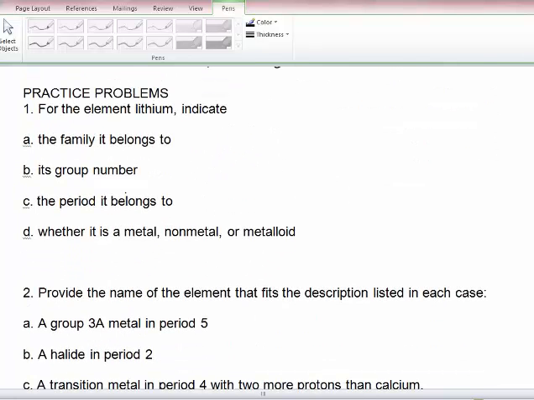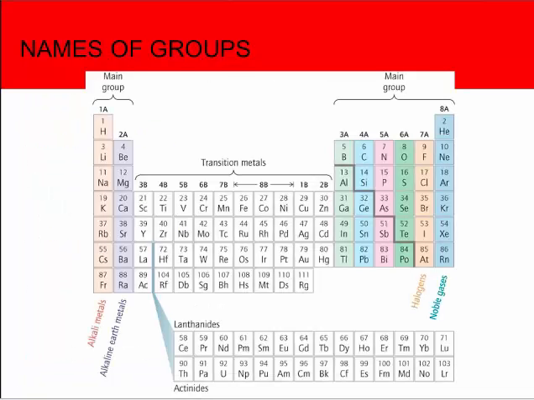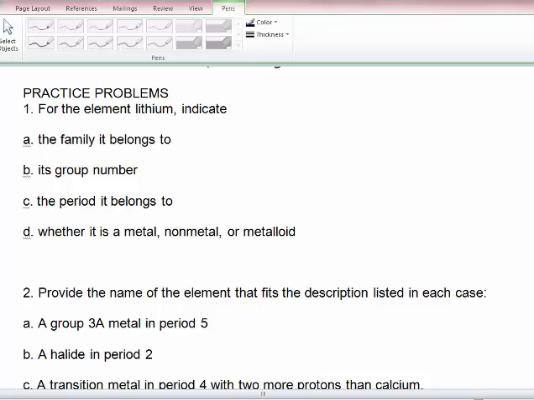For the element lithium, indicate the family it belongs to, its group number, the period it belongs to, whether it is a metal, nonmetal, or metalloid. So lithium has an atomic symbol of Li, and it has a very small atomic number. We'll find it up here. Element number 3 is lithium. So the first question, the family it belongs to, family is alkali metals. Belongs to the alkali metals. The group number is number 1A.